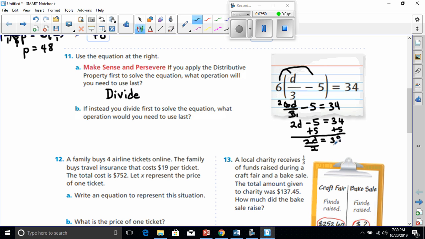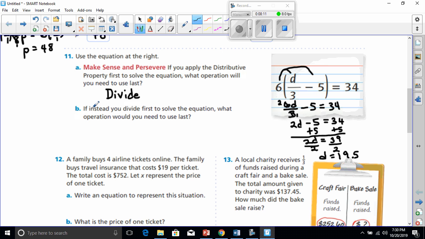And that would, of course, mean that I would have to divide this side, which would mean d would equal, well, 39 divided by 2 is going to give me, I'm thinking 19.5. Pretty sure that's right.